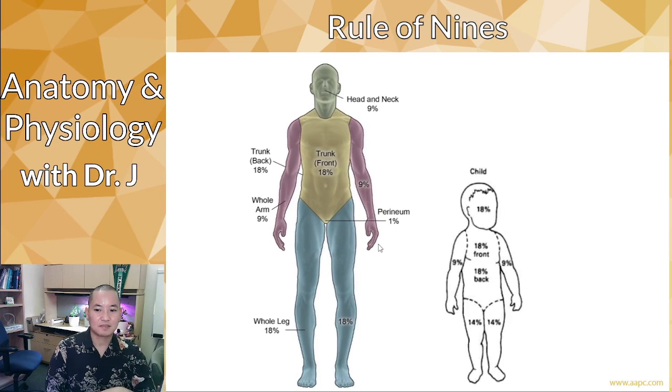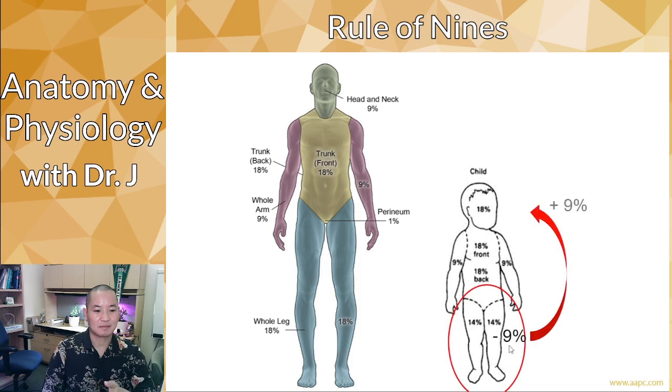In children, it's different because, again, children's heads are proportionately big compared to the rest of their body. And some of these things change, but what they do is basically take 9% and distribute it to the head because, again, kids have, this is why sometimes they're walking around, they hit their heads on things because they have that huge head compared to their tiny little bodies.